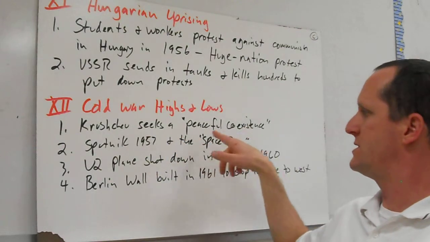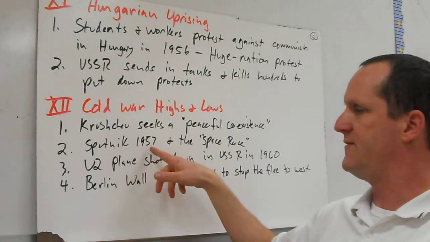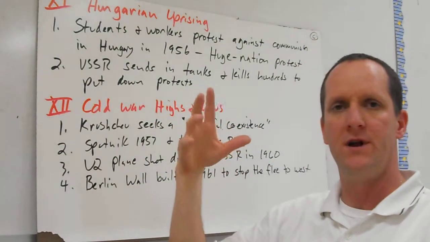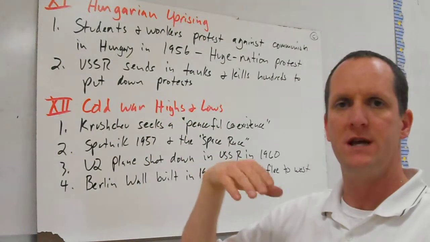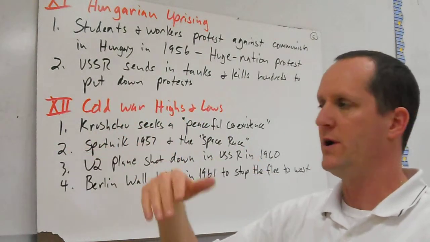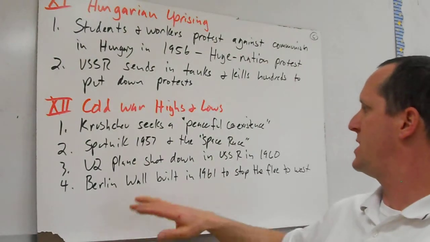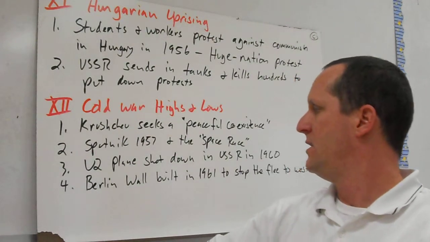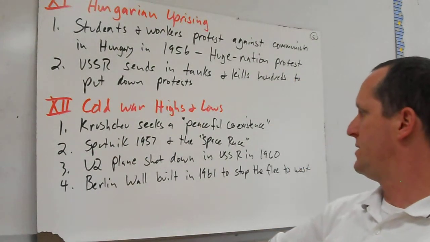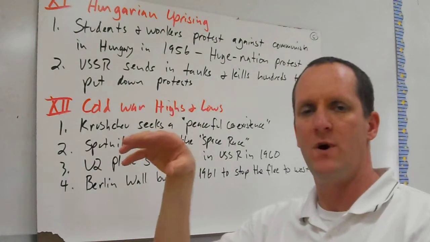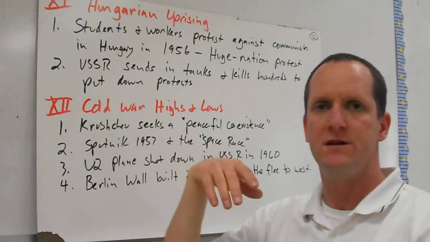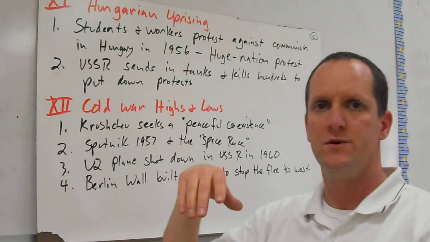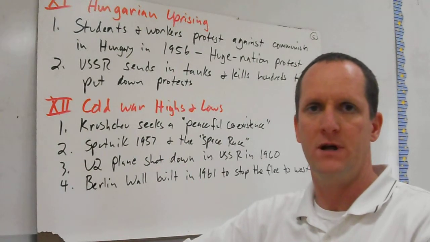The Cold War, highs and lows. Khrushchev seeks a peaceful coexistence. Sputnik was launched in 1957, a satellite that got the space race going, orbited the Earth, not for very long, but got people in the United States and USSR going in the space race. A U-2 spy plane was shot down in the USSR in 1960, which just added fuel to the fire. And then the Berlin Wall was built in '61 to stop people fleeing to the West from the East. And we're talking about millions of people leaving communist countries to try to escape to the West, which was more ideal for a lot of people at that time.